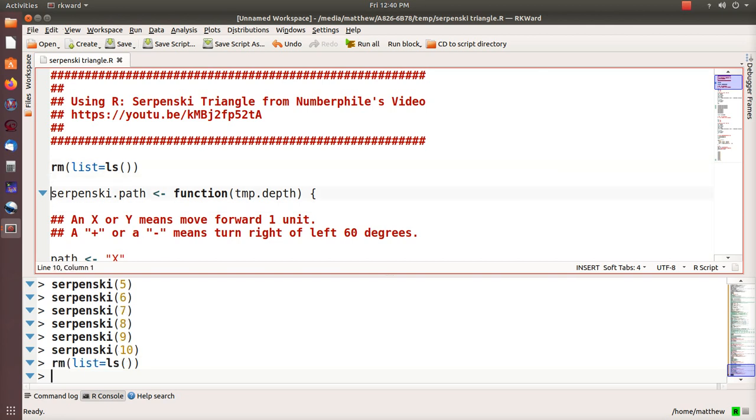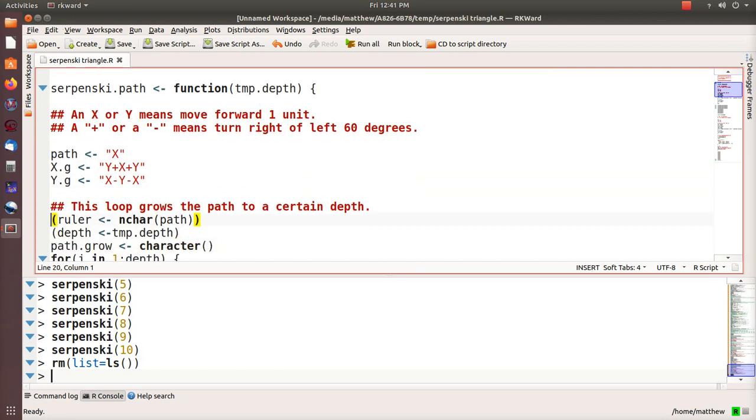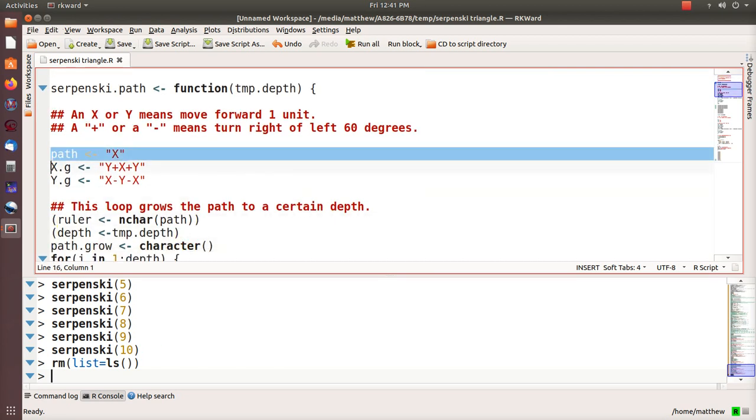And the Sierpinski path tells us to go forward 1 unit, turn right or left, go forward 1 unit, turn right or left. And that's what we're doing. And so we start out with a path of x. That means go forward 1 unit, and in my case, it means go up. So from the point 0, 0 to the point 0, 1, go up.